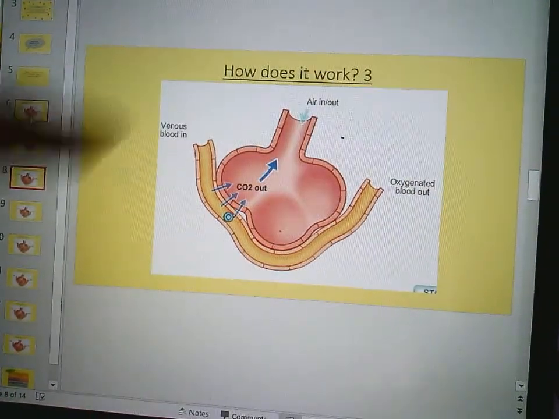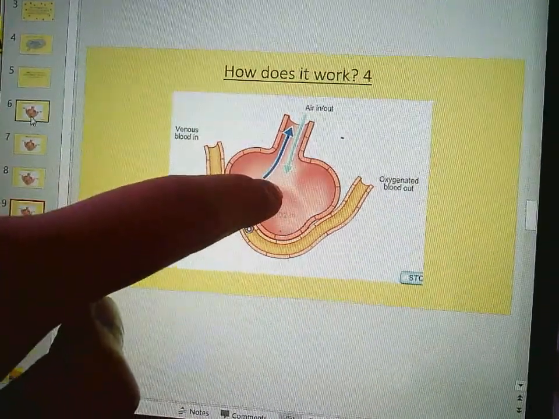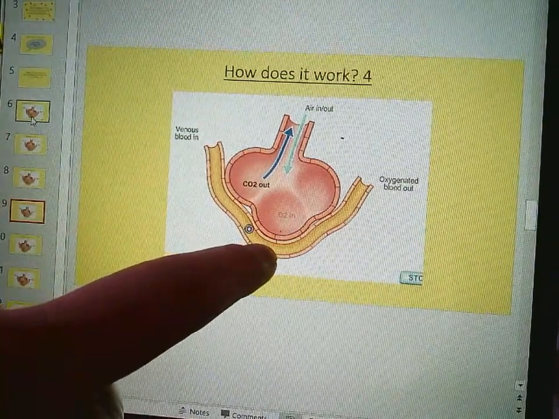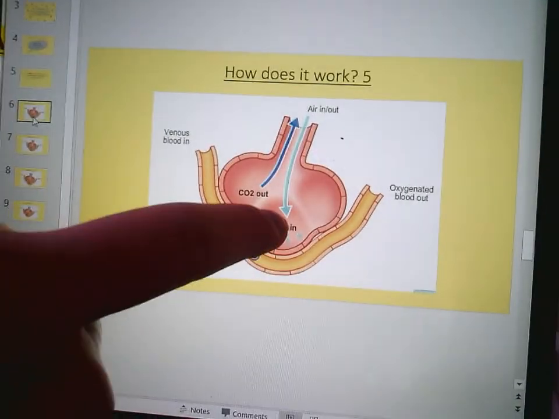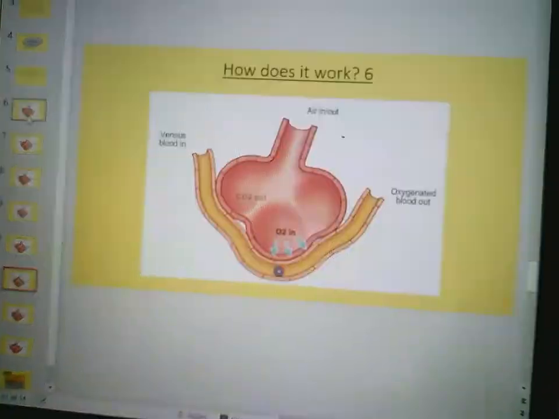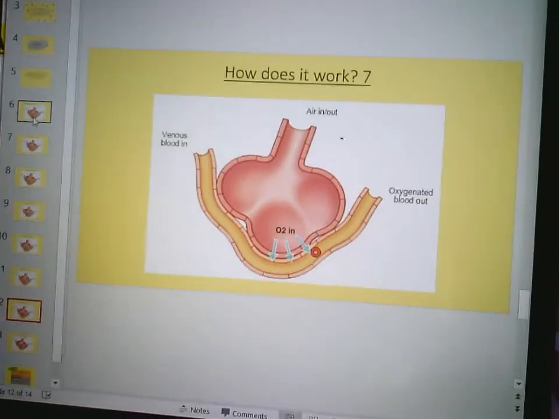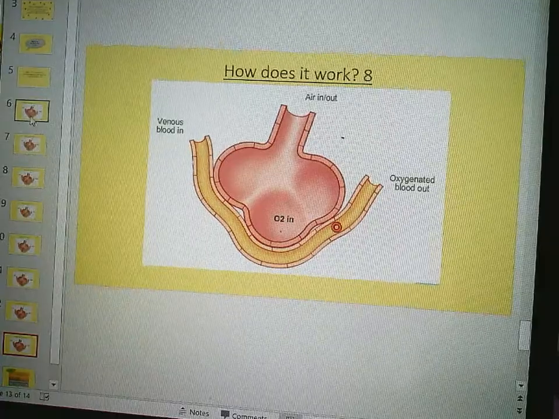On the flip side, the air comes in, that's where there's a high concentration of oxygen and a low concentration of oxygen is in the capillaries. Therefore, the oxygen diffuses into the capillaries from the high concentration to the low concentration, and then it's taken around the body. You can now answer question 4.